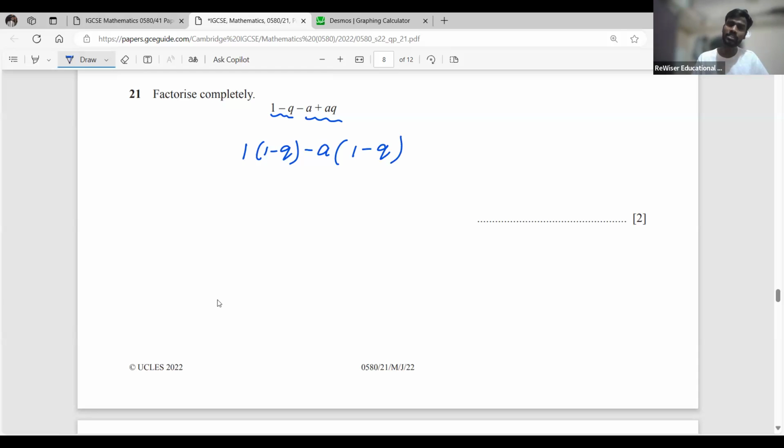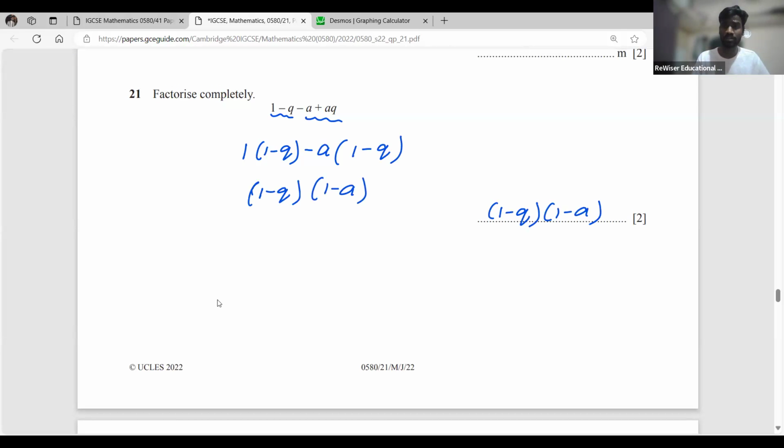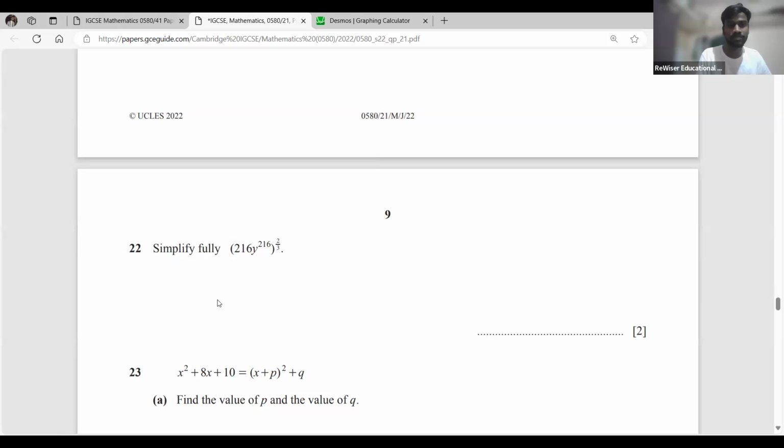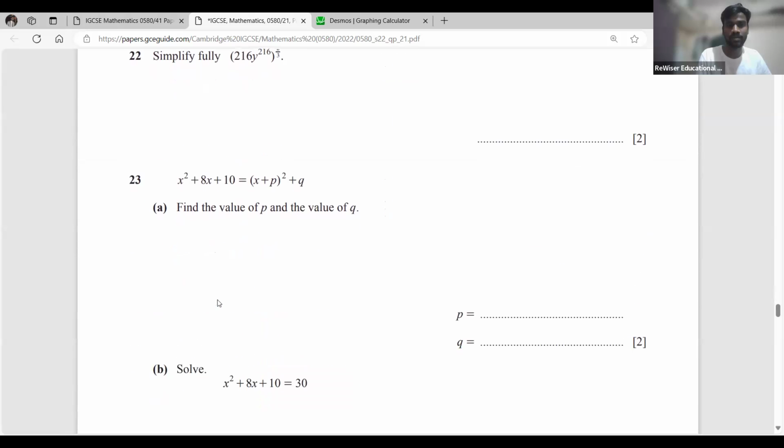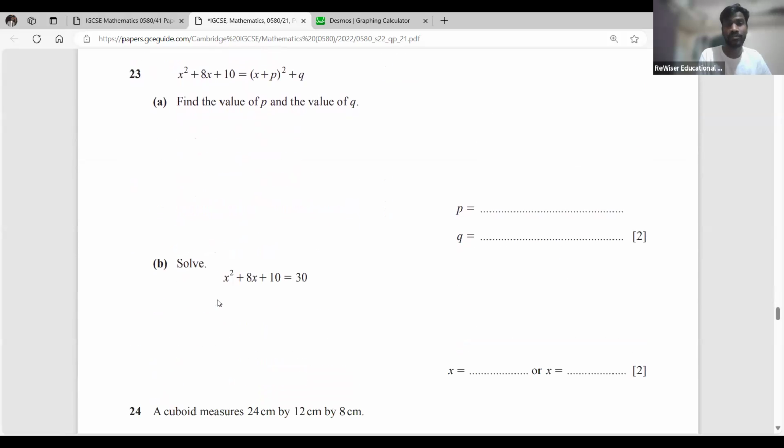And clearly out of these 2 terms, I can take out 1 minus q common. If I take out 1 minus q common, I'll be left with 1 minus a. So the final answer is going to be 1 minus q times 1 minus a. And this is the right answer for this question. And next, we have this quadratic equation.